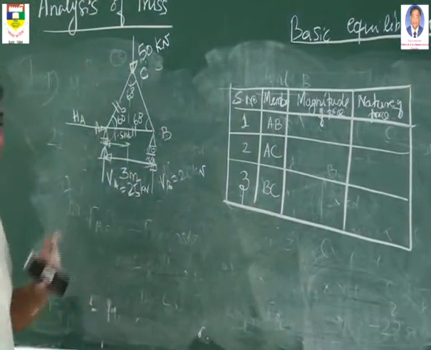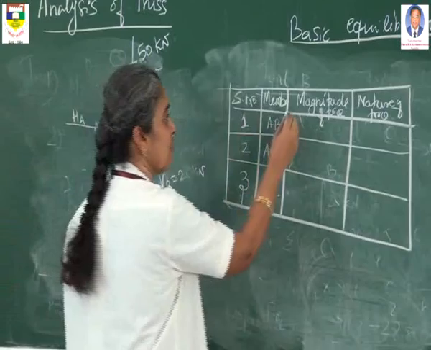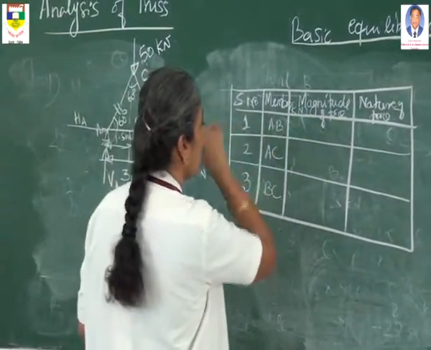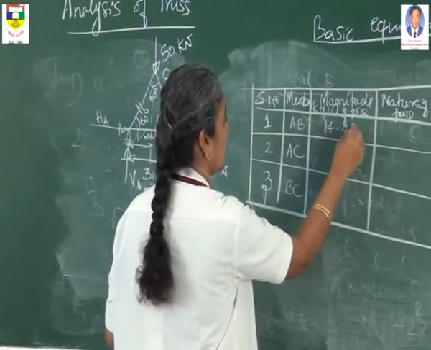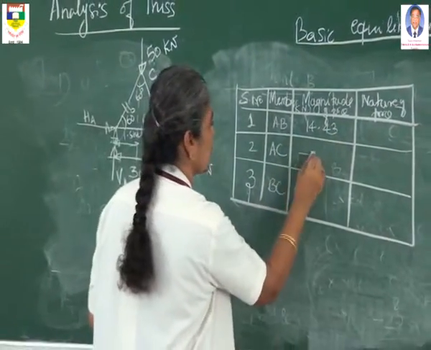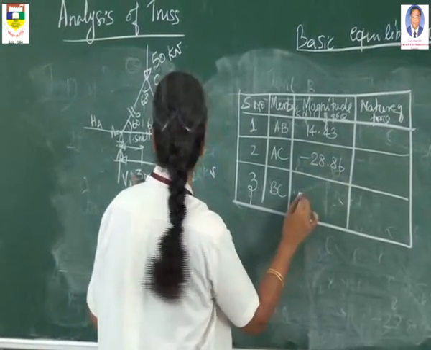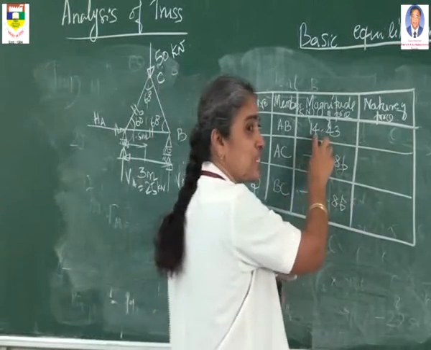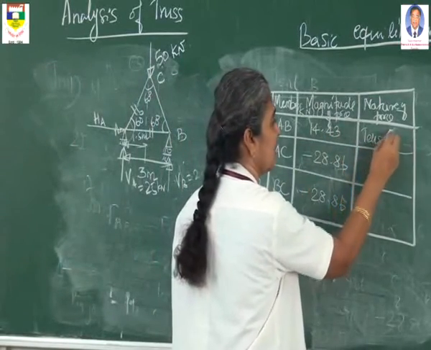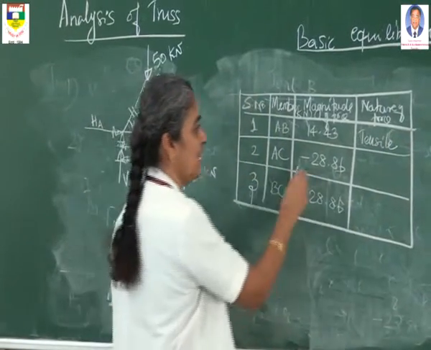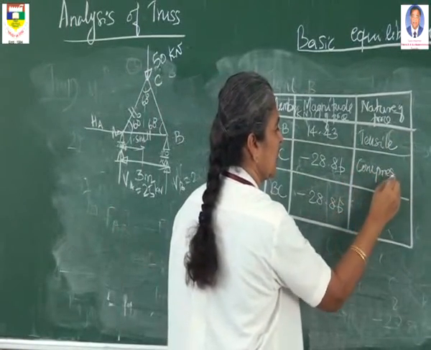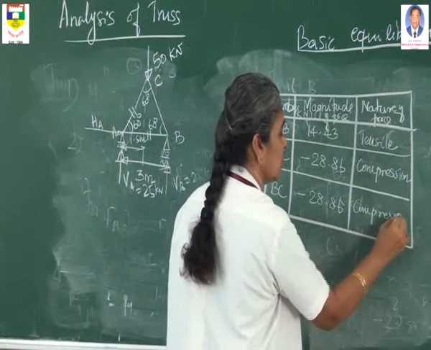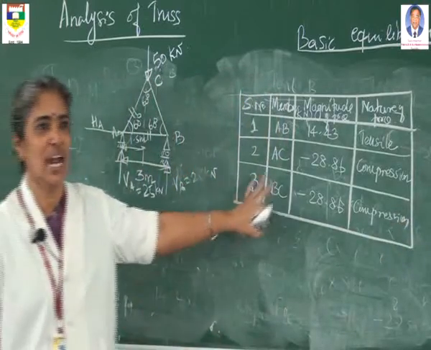Magnitude of force means you have to write the values. For the magnitude of force, the unit is very important. Here the unit is kilonewton. So AB member force is 14.43. AC member force is minus 28.86. BC member force is minus 28.86. For nature of forces, if it is plus, you write tensile or tension member, and minus means it is compression or compressive member. Again this member force is also compression. So this force table indicates the member forces and their nature.